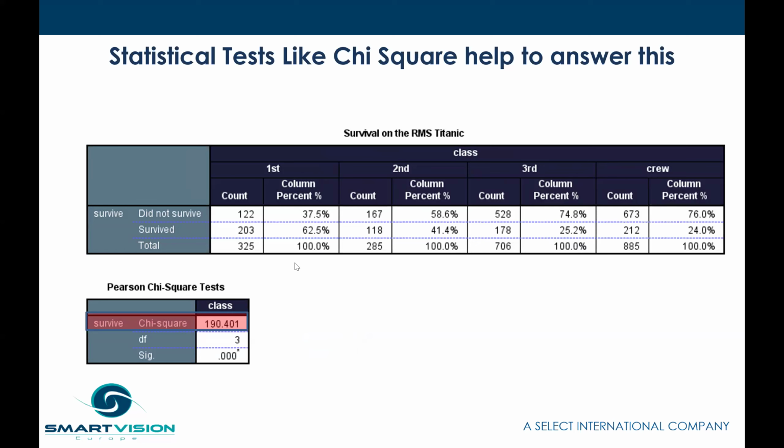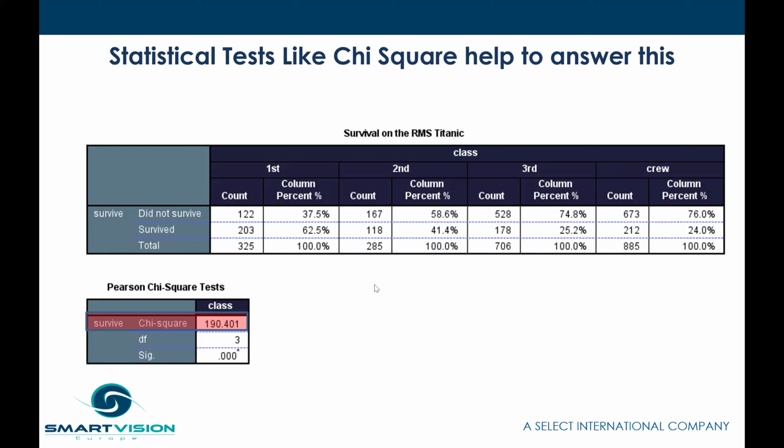It adjusts for that. And it says, you can see again some big differences here on survival. Look, 62% of first class travelers survived, 41% of second class travelers survived, 25.2% of those traveling in third class survived, and 24% of the crew survived. Okay, so again, this is statistically significant.